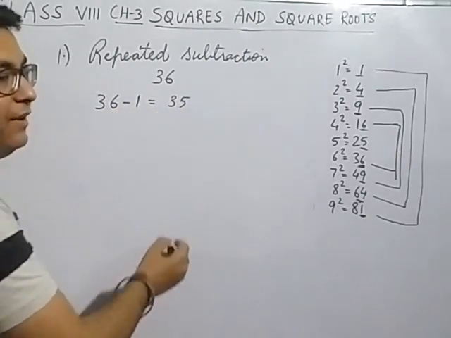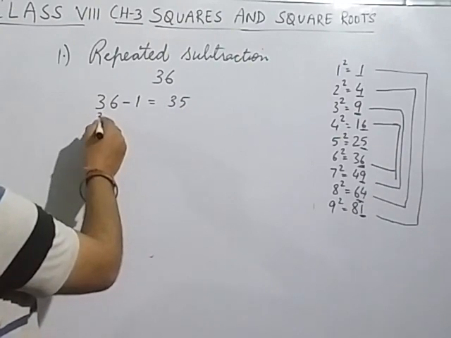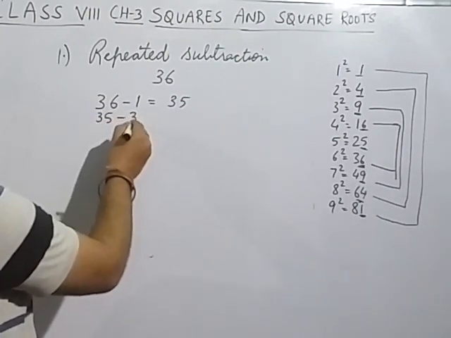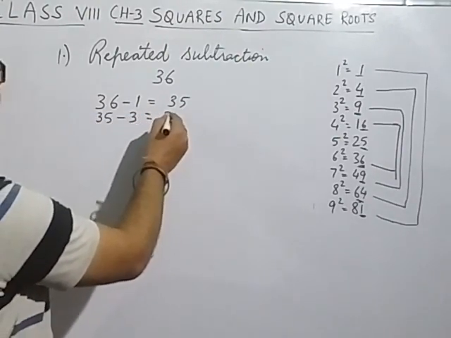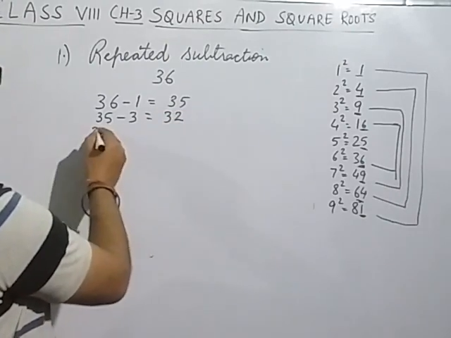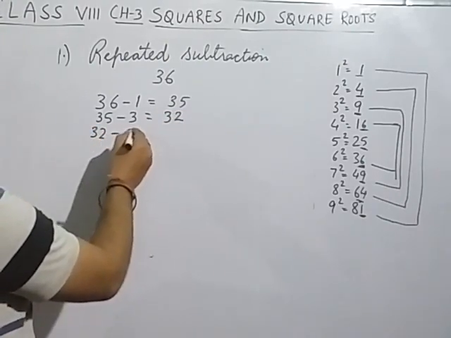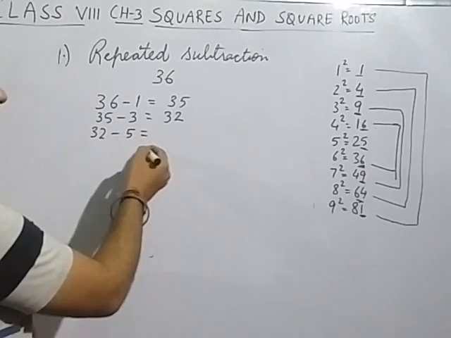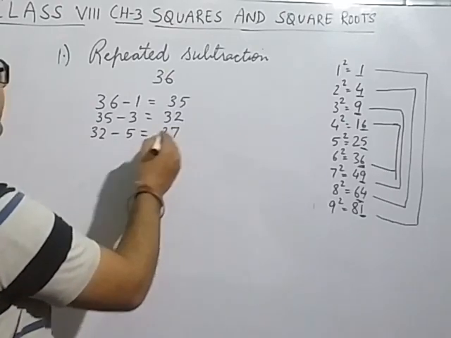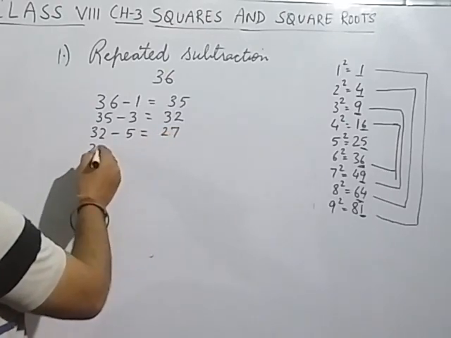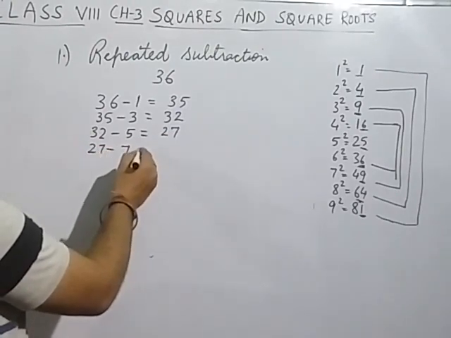I got 35. Now from 35 I will subtract the next odd number. Next odd number is 3. 35 minus 3 is 32. After this I will subtract 5 from 32. Next odd number is 5. Result is 27. Now from 27 I will subtract the next odd number, that is 7.